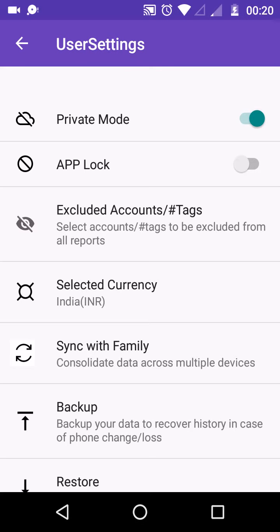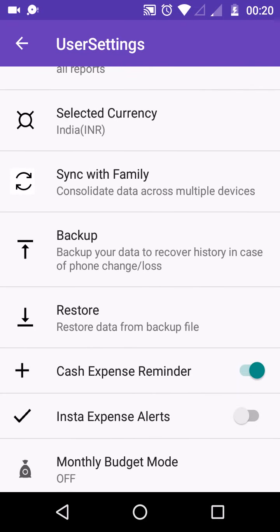Yes, two other options. One is private mode. They claim that none of the data goes out of the phone if the private mode is turned on. If you care about privacy, this is really good. Then there is sync with family. You can sync two or more devices, backup, restore.